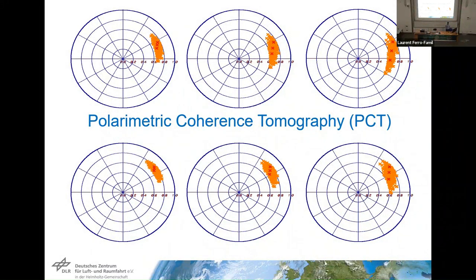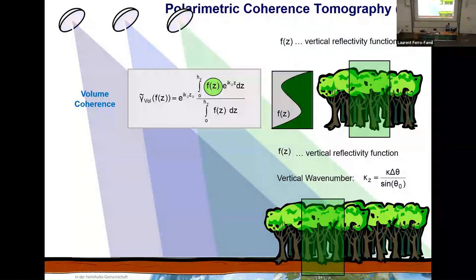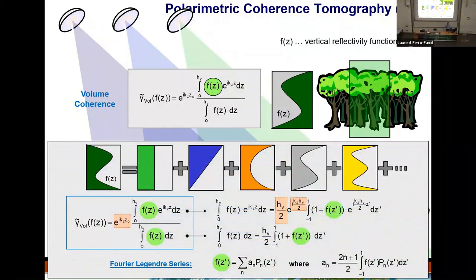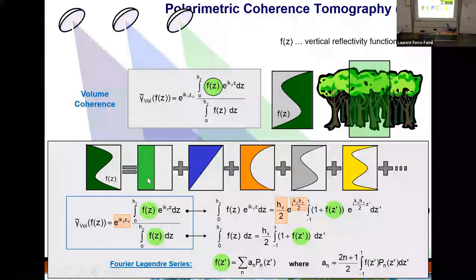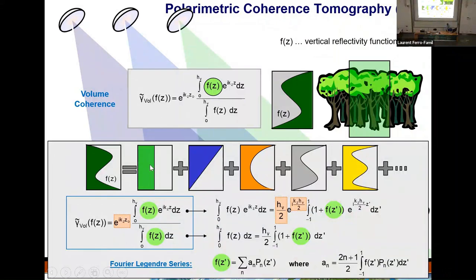Well, in principle, you have the same kind of inversion as now. So it's an inversion problem. You just need to model your reflectivity function. The simplest approach is just to decompose your reflectivity function into a number of simpler profiles. So this is your reflectivity function that you have here. And then with this, you decompose it into a number of simpler reflectivity functions. And then you just need to estimate the weights that they have. And then it's just a linear combination. Algebraically, it's not a difficult problem to write. So, there is a solution in it.